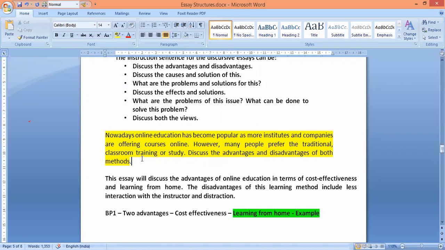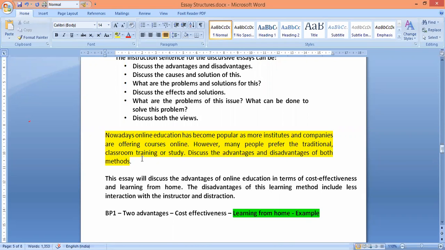It is a comparison. We have to discuss the advantages and disadvantages of both methods. But it's just a method, it's like two statements, right? First we will discuss the first point, nowadays online education has become popular. First we will put this in BP1. Starting, we will discuss the advantage, and in that paragraph only we will add however or on the contrary, and then we will put the disadvantage as well in the first BP only.